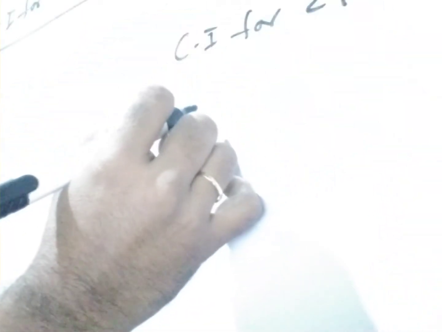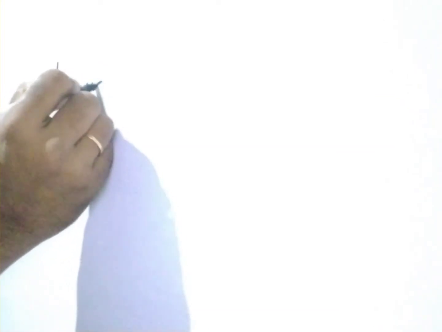So we are going to find compound interest for 2 years, 3 years and 4 years using a trick. Let us see how to find compound interest for 2 years compounded annually. Let us see the question.